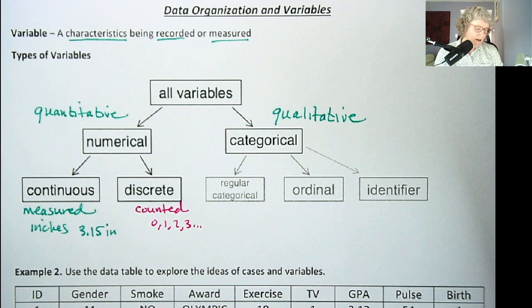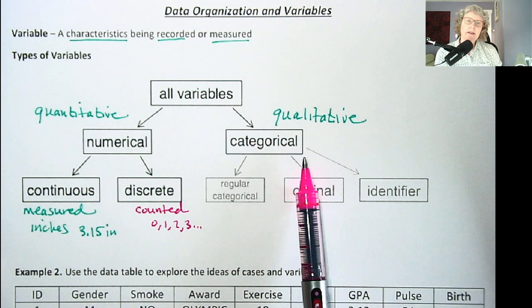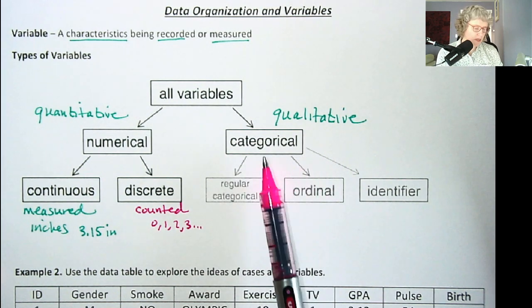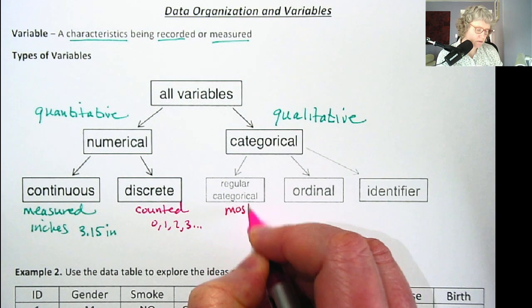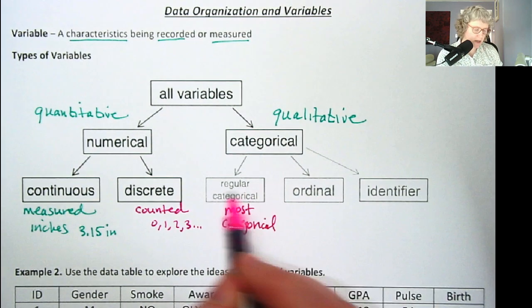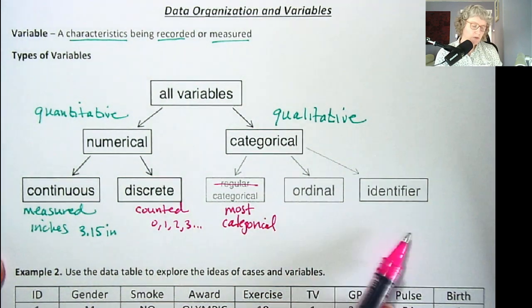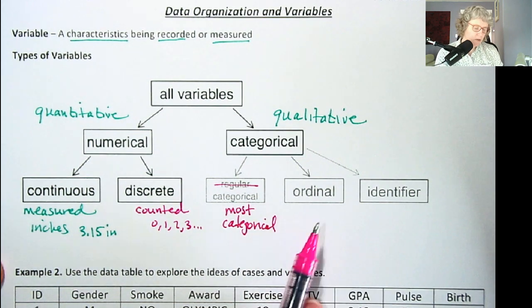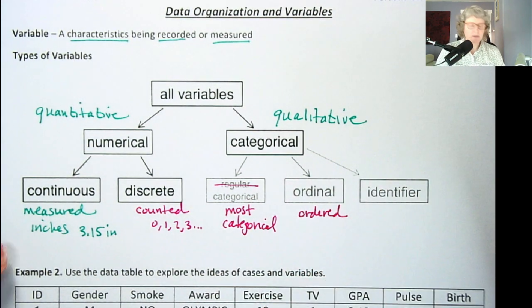And then on the other side, categorical, so for something that is not numerical, but it's some kind of quality or category. So most of these are regular categorical. You don't have to say regular categorical, that's just, most of them are regular categorical. But there are two other subtypes that come up sometimes. So ordinal, think ordered. So anything that is a ranking or an ordering.